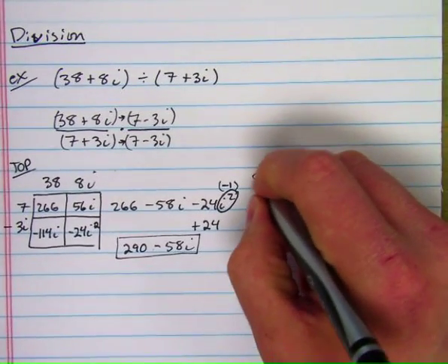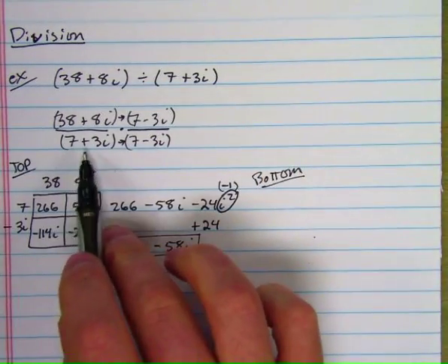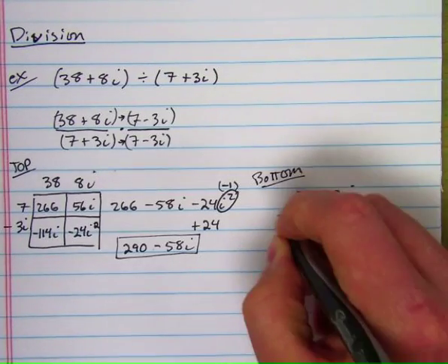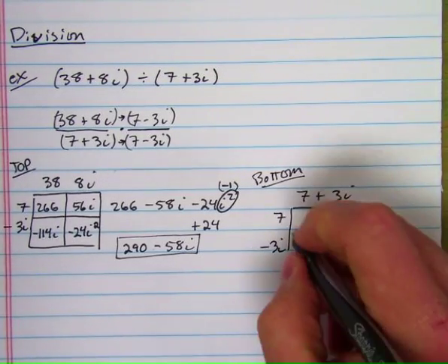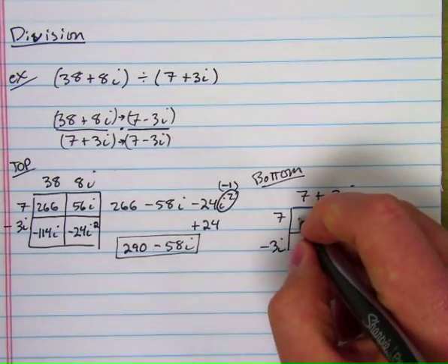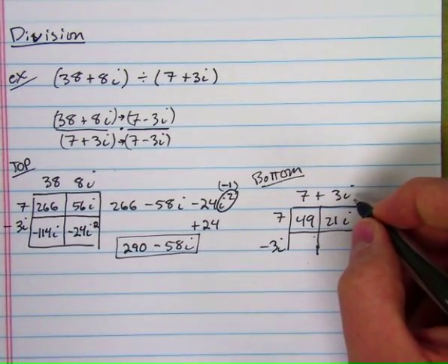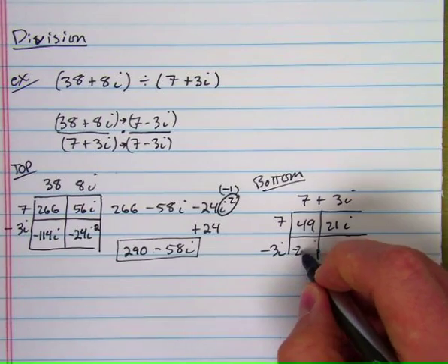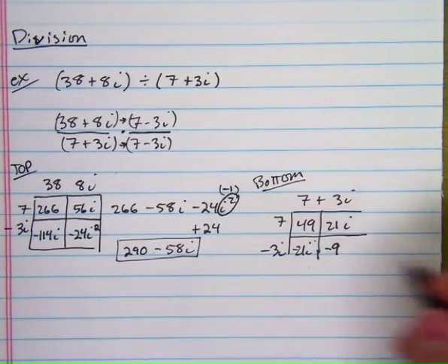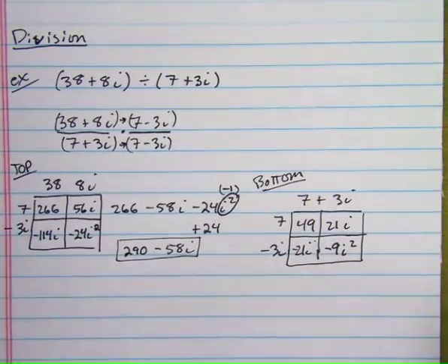Now we have to worry about the bottom too. So if I take the bottom here and multiply, I'm going to have 7 plus 3i on top, 7 minus 3i on the side, and I FOIL. Okay, so 7 times 7 is 49, 3 times 7 is 21i, so the i there. This will be negative 21i. And 3 times negative 3 is negative 9, but i times i is i squared. There we have our box.